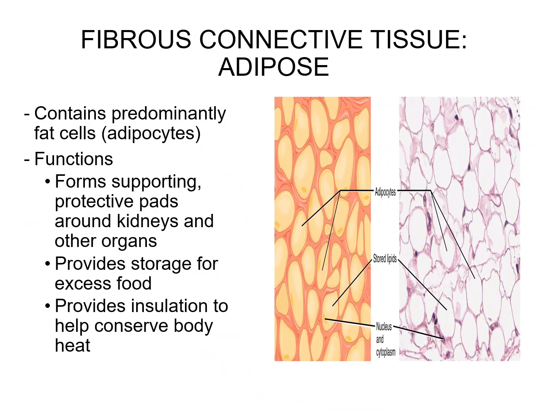Our next connective tissue is called adipose tissue, and generally we're going to interchange this with fatty tissue. Adipose tissue is made up of a bunch of fat cells. Those fat cells are called adipocytes. So anytime you see the suffix cyte, that means mature cell. So this is a fatty cell or an adipocyte.